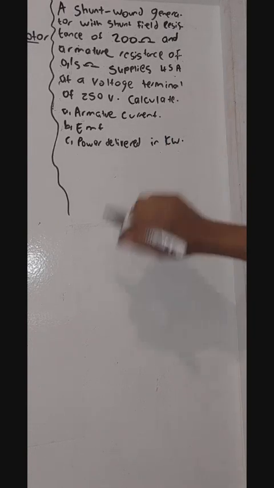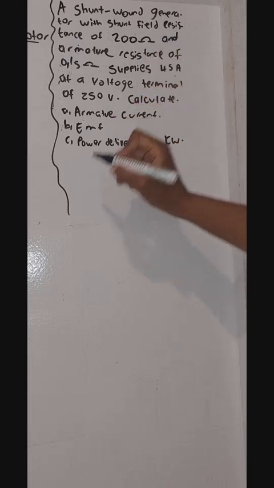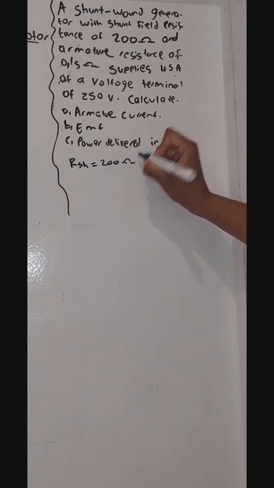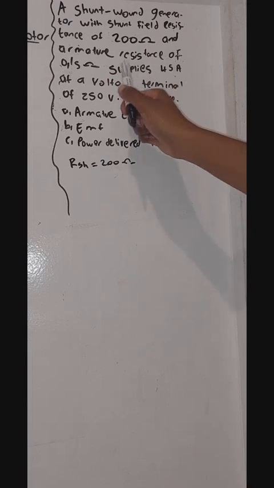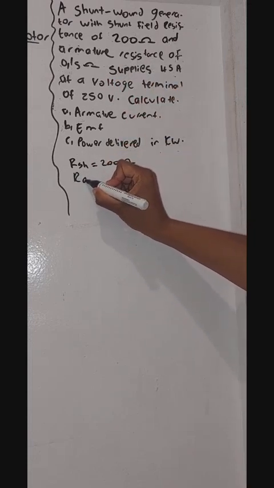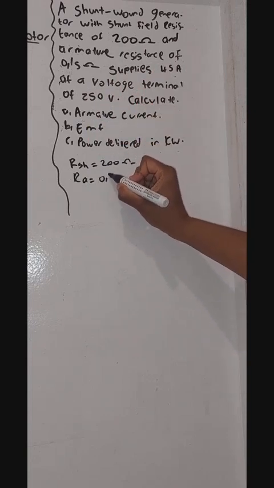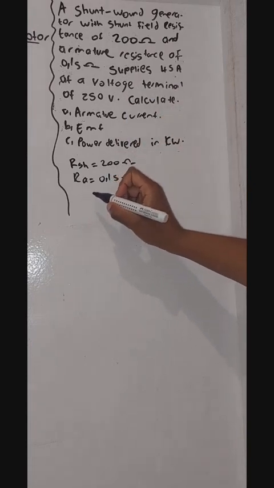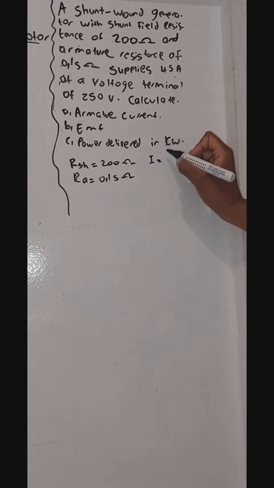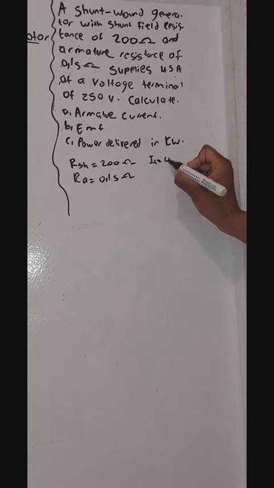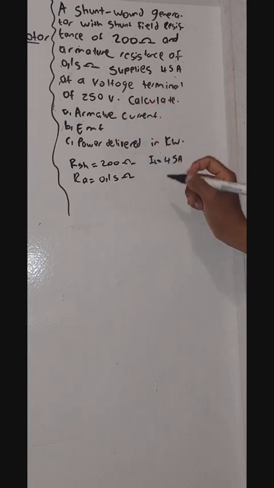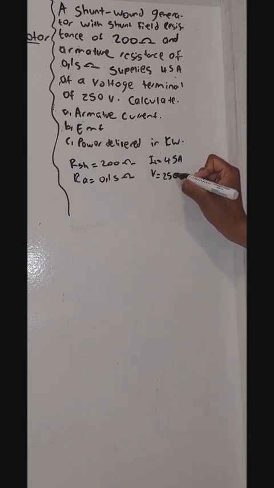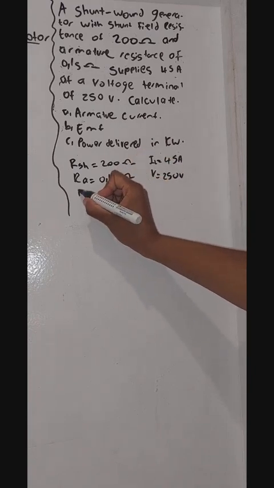What is it that we are given, guys? We are given a shunt field resistance, R shunt, equal to 200 ohms, and armature resistance, RA, which is 0.15 ohm, supplies 45 amperes, which is I load at 45 A, and a voltage at 250 V. This is what we are given, and first we need to calculate the IA.